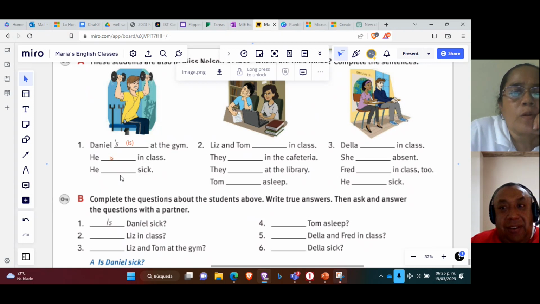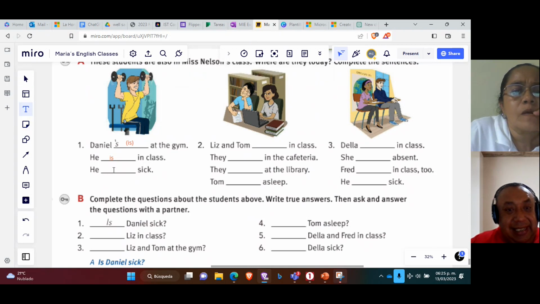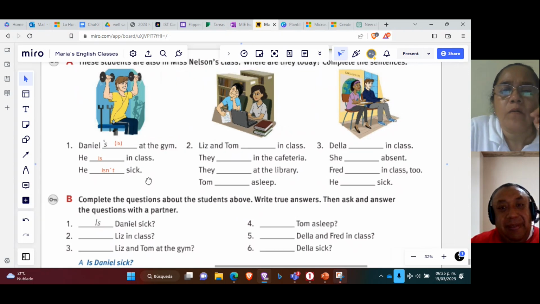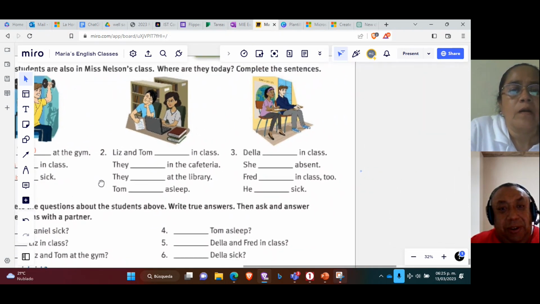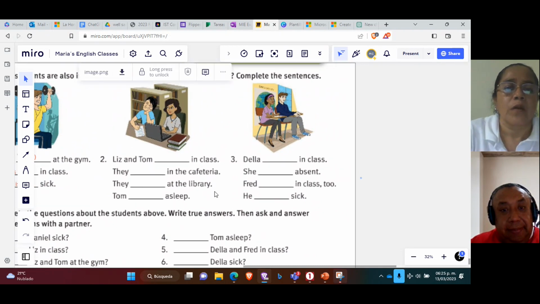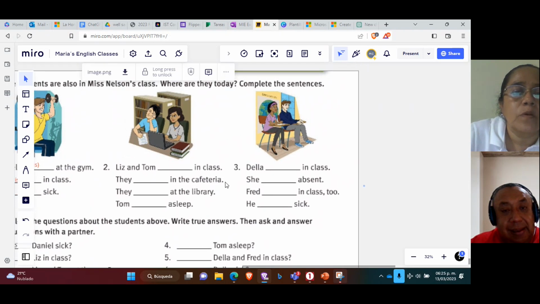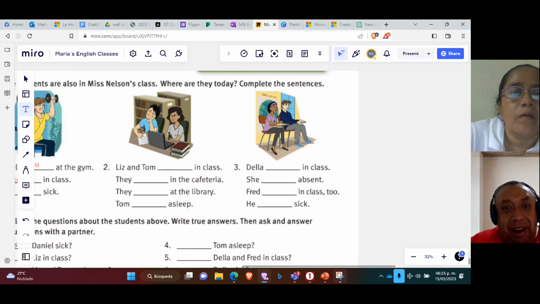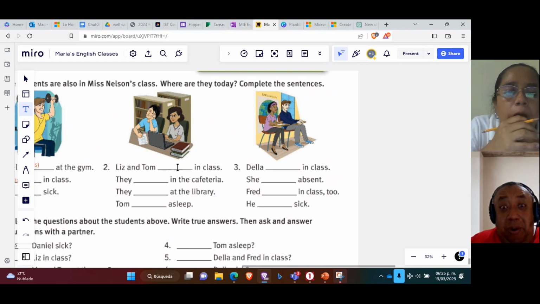Aquí me dice, él no está enfermo. He isn't. Bien, Mari. He isn't sick, okay. Siguiente, Mari. Liz and Tom in class. Mire, están como en una biblioteca, ¿no, Mari? Ajá. Entonces, Liz y Tom no están en clase.